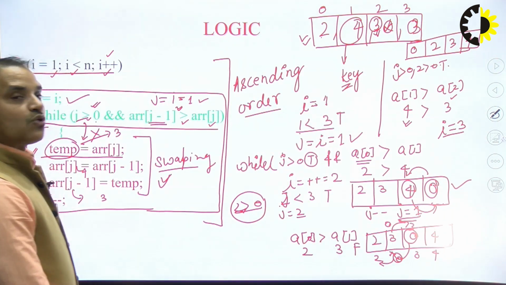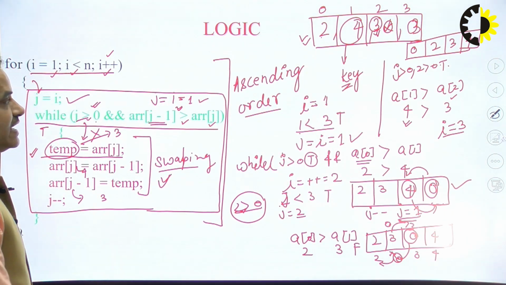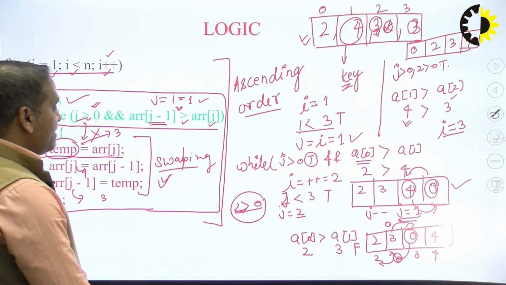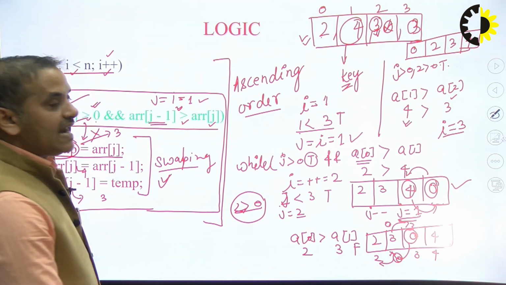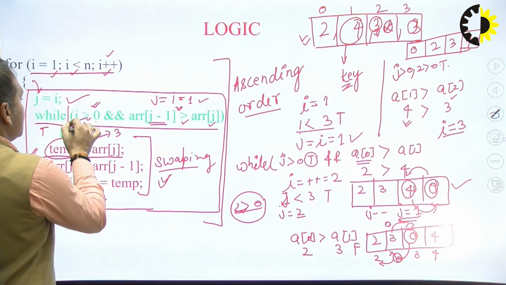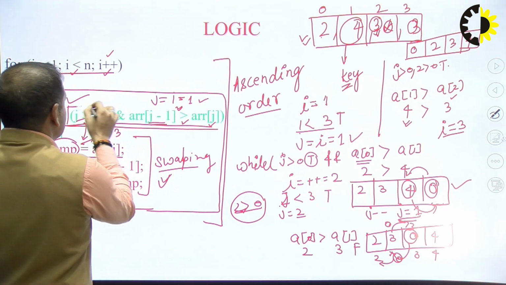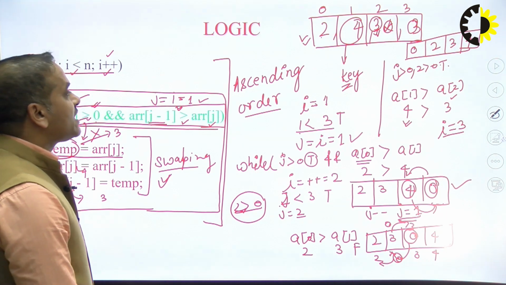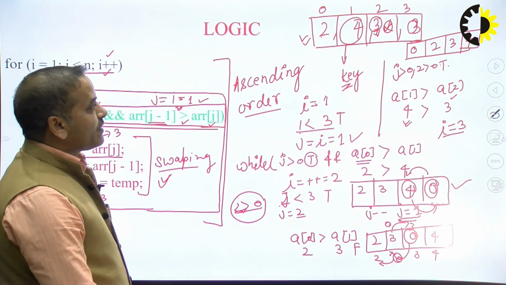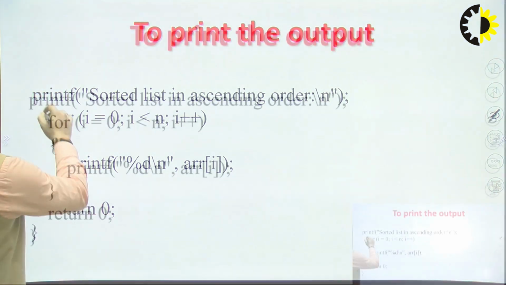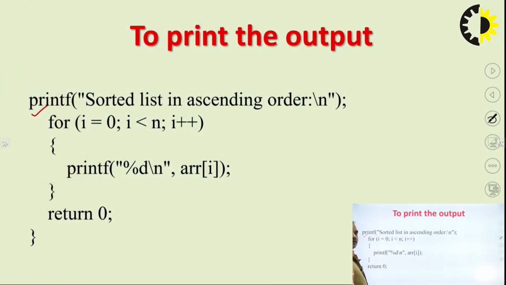This is sorted, and this sorted array is printed by using the printf function. If we want to sort the given elements in descending order, then this condition will be changed. By changing this condition, we can print the given elements in descending order, and this is the code used to print the given elements in ascending order.